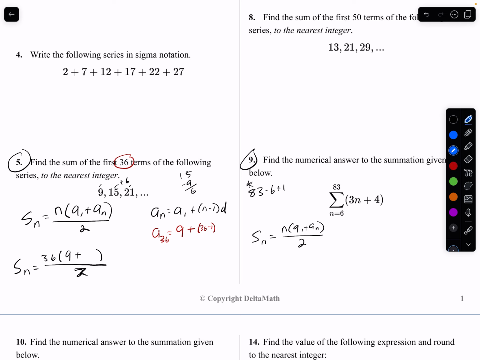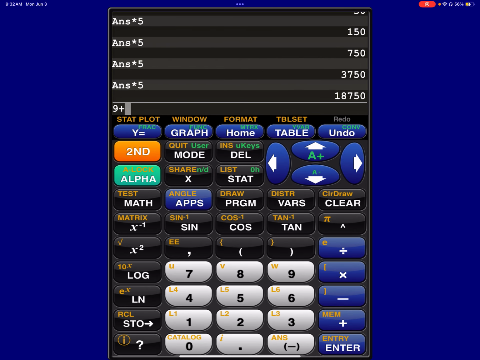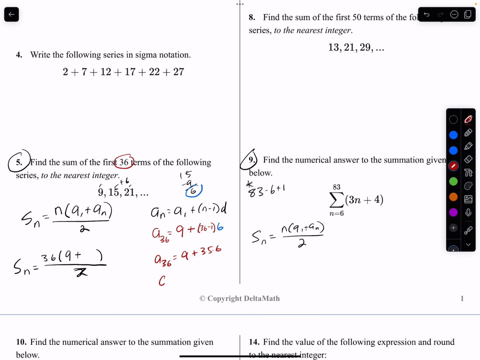And our common difference here, we figured it out, was 6, so I'm going to type 6 in right here. So now we're going to get, well, the 36th term is 9 plus 35 times 6. And then if you go ahead and do that in our calculator, we're going to do 9 plus 35 times 6. We're going to get 219. All right, so I know that the 36th term is 219. So I'm going to put 219 right in there.